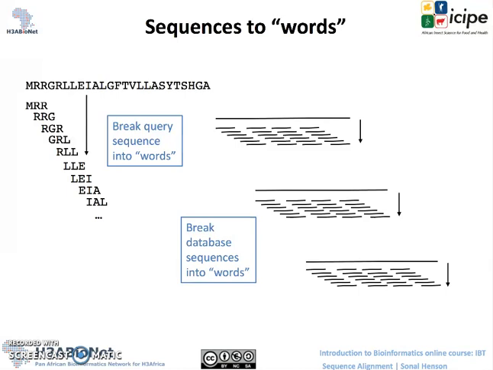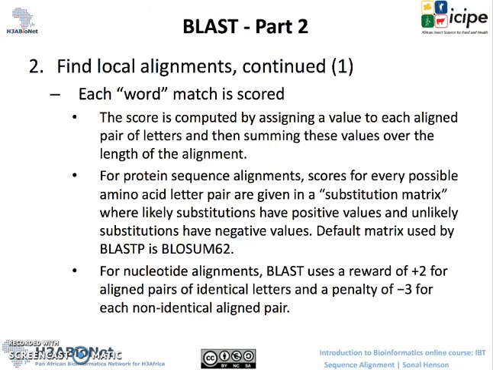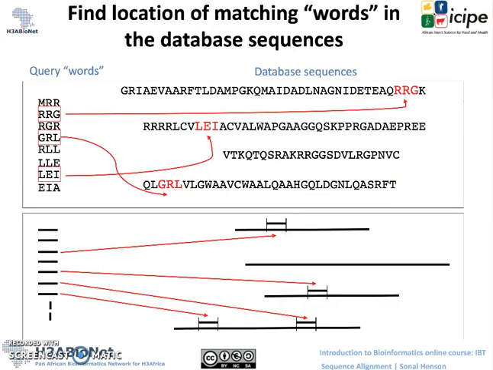Now let's assume a protein sequence like this one. The sequence will be broken down into 3-letter words, as demonstrated here. And the sequences in the database are also broken down in a similar fashion. The words in the query are then matched with the words in the database as such, and the locations noted.